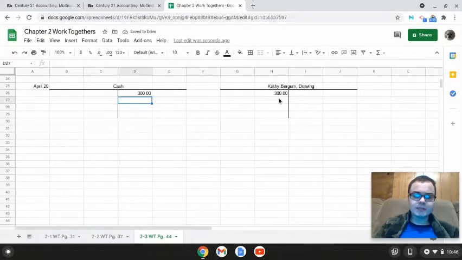Now, again, for this transaction, we have an increase and a decrease. Since cash is an asset, it has a normal debit balance, so it increases by a debit and decreases by a credit. The owner's drawing account is an account that's part of owner's equity, so it has a normal debit balance and increases by a debit and also decreases by a credit. But if you remember, since we have paid cash to the owner for personal use, our drawing account is going up and our cash account is going down. So that is transaction number 5, and it's also the end of the 2-3 work together.